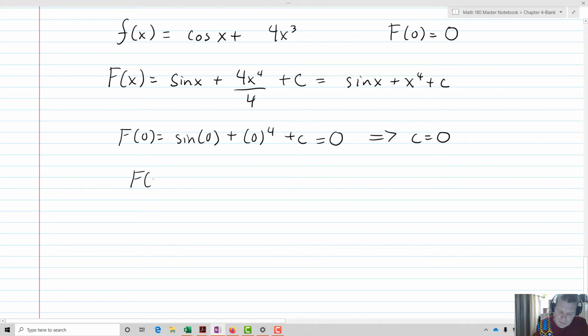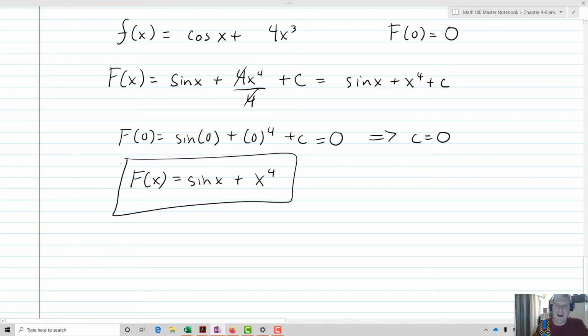So in this case, the antiderivative for this particular differential equation is going to equal sine x plus x to the 4th plus 0. So just sine x plus x to the 4th. All right, so that's how antiderivatives work. Basically, we're going to learn how to reverse the process of taking the derivative. Now, this is going to take some practice, right? So I highly recommend that you practice, practice, practice. And if you don't have your derivatives mastered, you need to go master your derivatives.